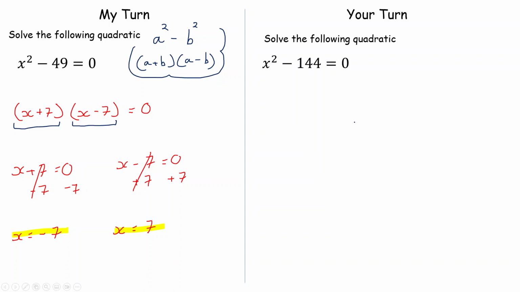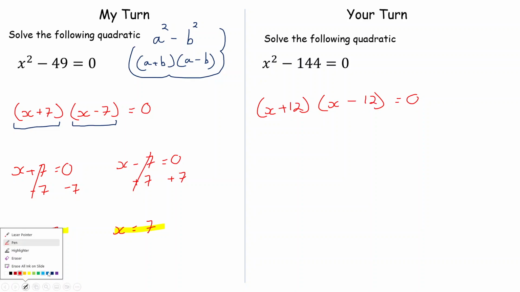Okay, so you can now pause the video, try that your turn, and then we'll go on to some more examples. So again, if you know that up here you've got the difference of two squares, you can put this into a pair of double brackets and say it is equal to 0. So again, it's going to be x in the first bracket, x in the second bracket, and the square root of 144 is 12, so it's going to be 12 and then 12, and it's always plus and then minus, so plus and minus, and there we go.